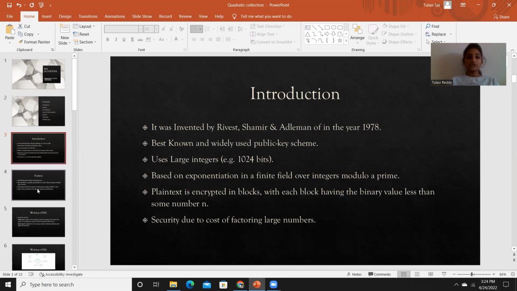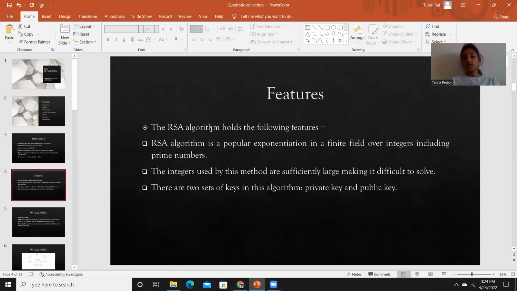Now coming to the features of the RSA algorithm. The RSA algorithm holds the following features. The RSA algorithm is a popular exponentiation in a finite field over integers, including prime numbers. The integers used by this method are sufficiently large, making it difficult to solve. There are two sets of keys in this algorithm. As I have already told, they are the private key and the public key. The private key, as the name implies, is kept private, and the public key is given to everyone.